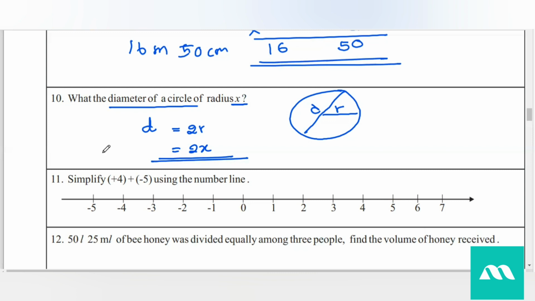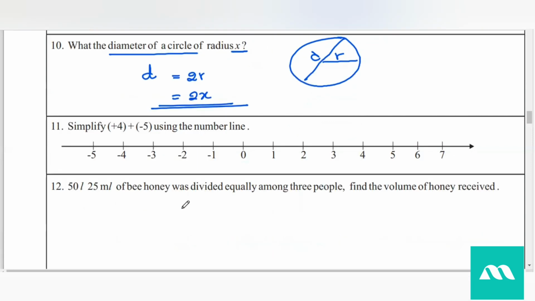No, teacher. Then simplify. Here you have to obtain the answer for the addition of two different sign numbers using this number line. First of all, you have to move to plus 4 from the 0. And you should show the way or the path that you move using the arrowhead.